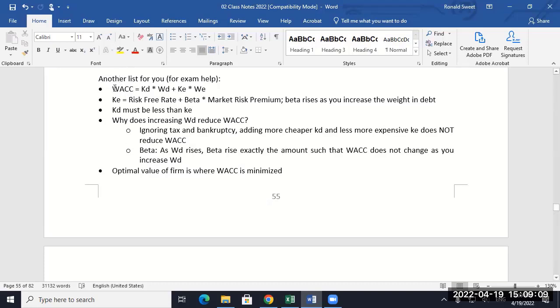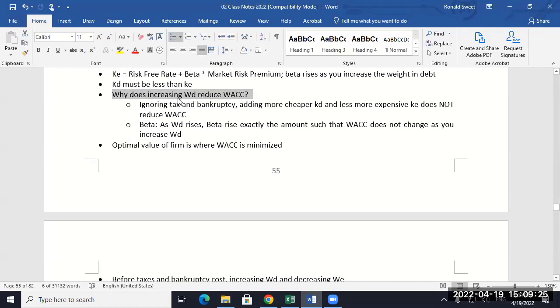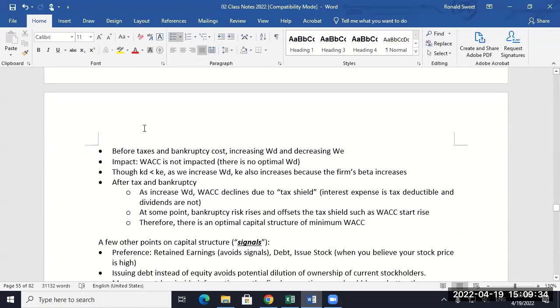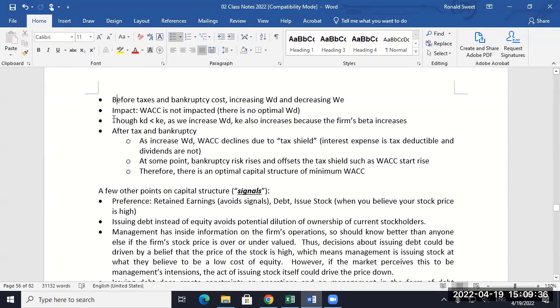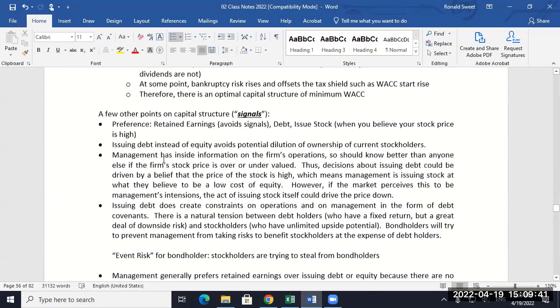What's missing from this formula? There's one thing missing in this formula: 1 minus the tax rate on the debt. So I left that in here. So that's saying the same thing. So the only reason increasing WD reduces your WACC is because of the tax shield. I think we've said that.